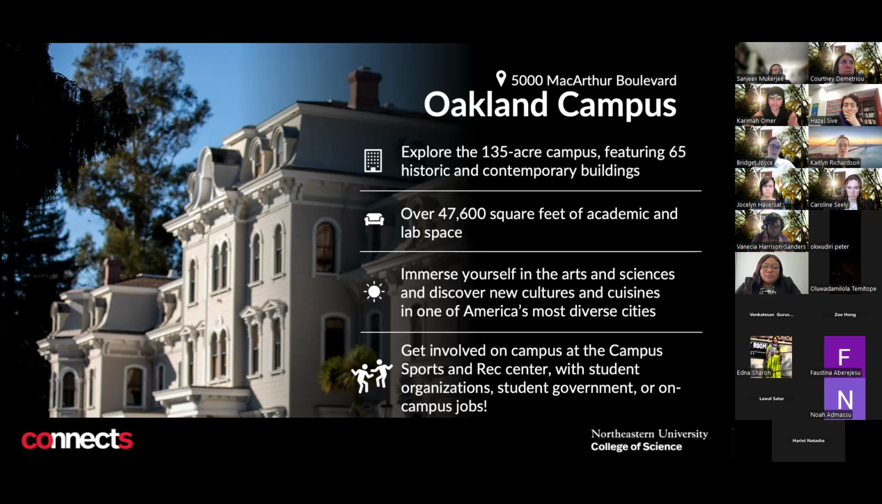There's lots of ways for you to also get involved on campus, including part-time jobs, for example. You can also get involved with student organizations, student government. You can go to our gym, go to our library, go to the different events that are being held on campus. Lots of ways for you to also find community, not only in the larger Bay Area and in Oakland, but also with the students in your cohort and also other graduate students at our Oakland campus.